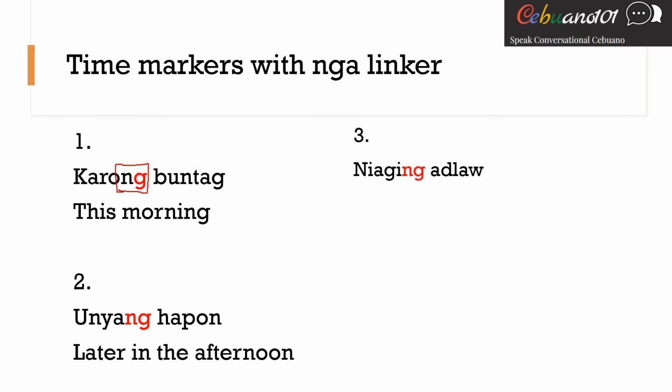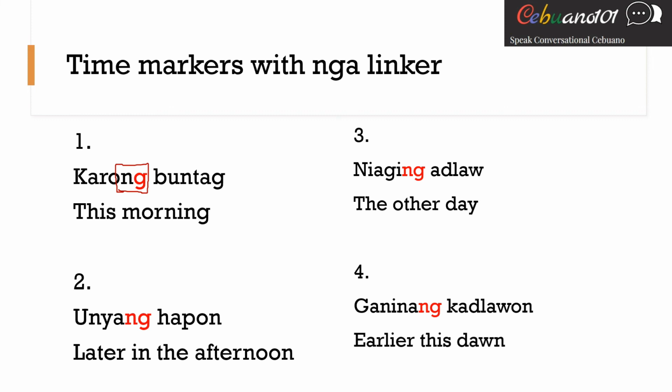Number 3, niaging adlaw. Niagi means it already passed. Okay? Niagi means past already. Adlaw is day. So, niaging adlaw means the other day. Okay? 4, ganinang kadlawon. Or you can say ganihang kadlawon. That means earlier this dawn. Kadlawon means dawn. Ganina is earlier.